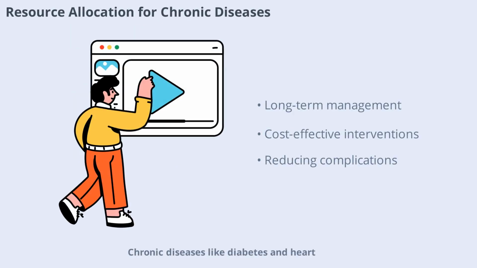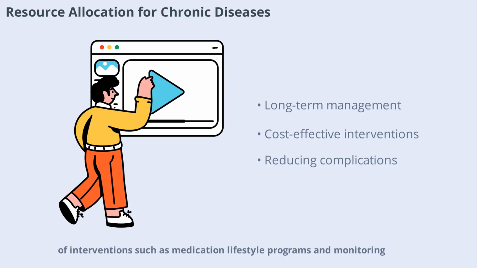Chronic diseases like diabetes and heart disease require long-term management and resources. Health economics evaluates the cost-effectiveness of interventions such as medication, lifestyle programs, and monitoring. Allocating resources to chronic disease management can reduce complications and hospitalizations, improving both health outcomes and system sustainability.